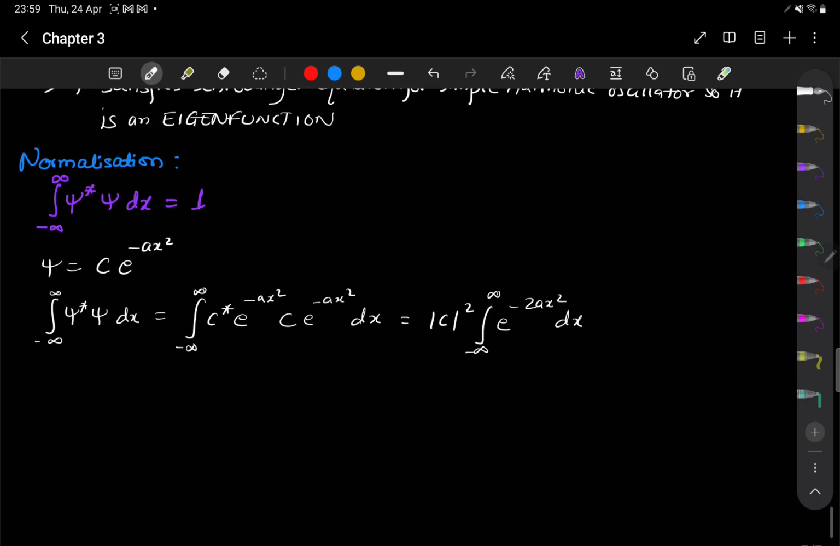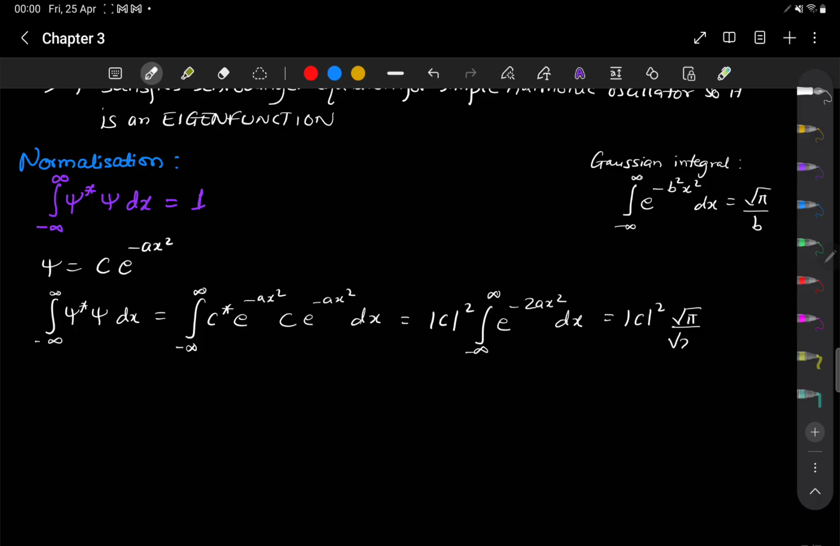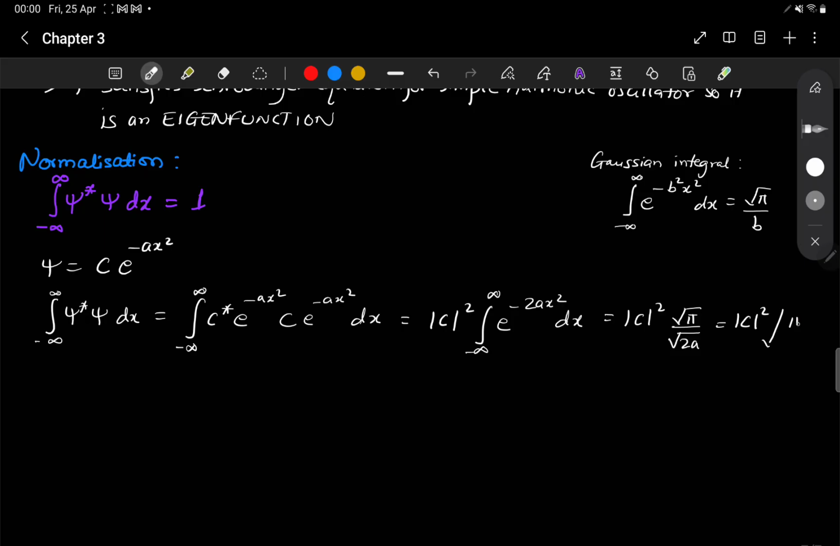Now this is a Gaussian integral, and let me write down the identity we know for the Gaussian integral. We will make use of that. This then comes out to be root pi over b, which in our case is root 2a. So mod c squared times the square root of pi over 2a.